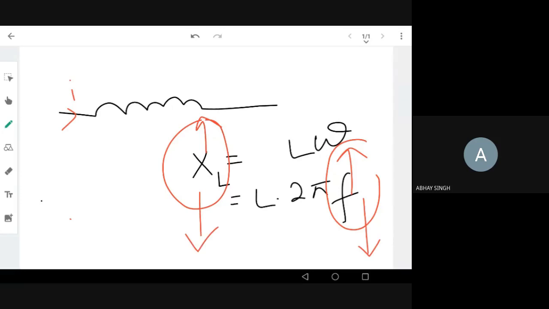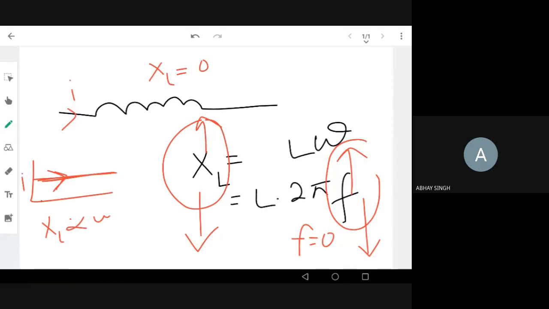If your signal has no frequency, let me say a DC signal, your inductor is going to give zero, XL goes to zero. Why? Because the frequency is zero here. So it easily allows the passage of a DC signal, but AC signals, or alternating signals, will see a very high impedance in proportion to the frequency. So XL is directly proportional to omega, or frequency.